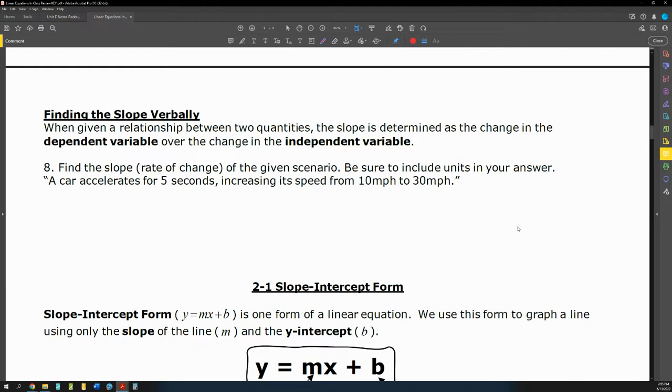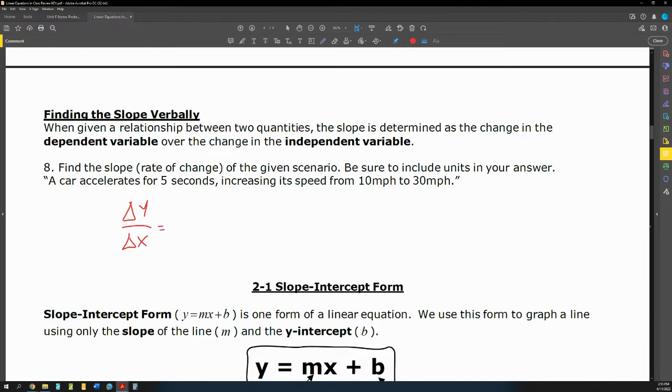We first have to consider what is the independent variable and what is the dependent variable. Does the time depend on the speed, or does the speed depend on the time? In this scenario, the speed is going to depend on the time. So the time is independent and the speed is the dependent variable. So again, we have change in y over change in x.